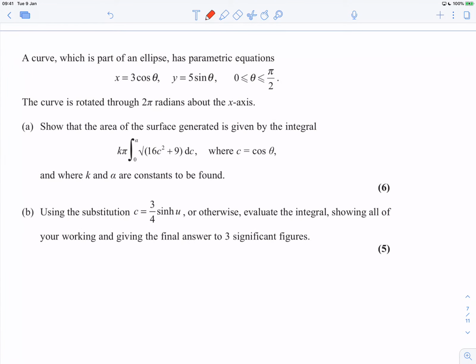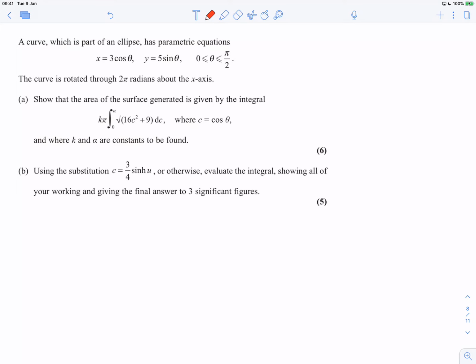Okay, have a look at this question, pause the video if you want, let me know how it goes. Okay, a curve which is part of an ellipse has parametric equations as given, and the curve is rotated through 2 pi radians about the x-axis. Show the area of the surface generated is given by that integral, where k and alpha are constants to be found. Right, okay, so what's going on here?